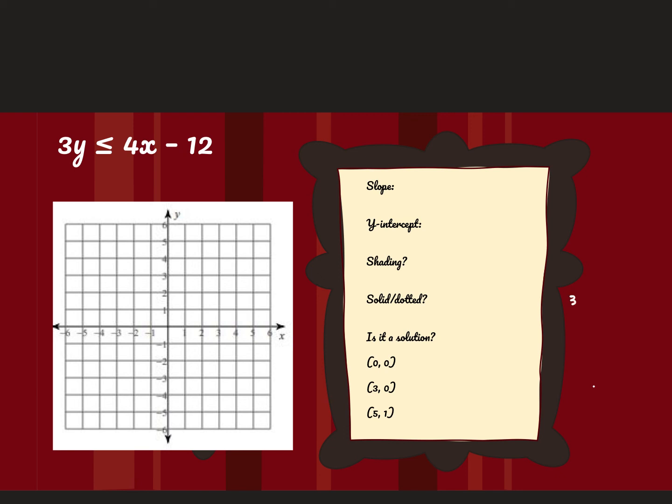We have 3y is less than or equal to 4x minus 12. Divide both sides by 3, and we get y is less than or equal to 4/3 x minus 4. So what we're graphing is y is less than or equal to 4 over 3 x minus 4. Identifying our key pieces, our slope is 4 over 3, y-intercept negative 4. Y is less than, so we're going to be shading below. In this case, we're going to use a solid line.